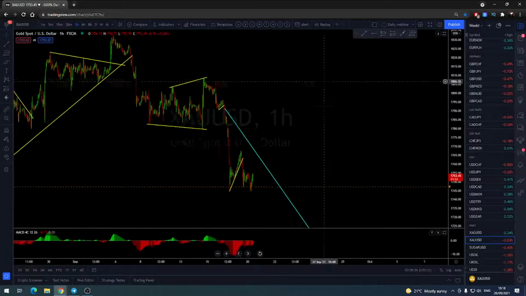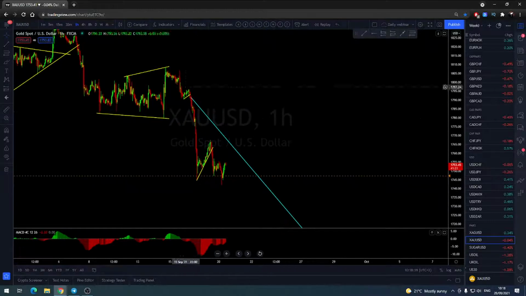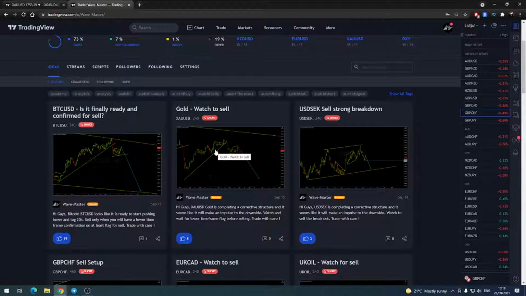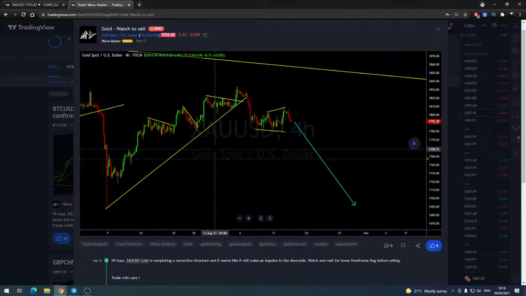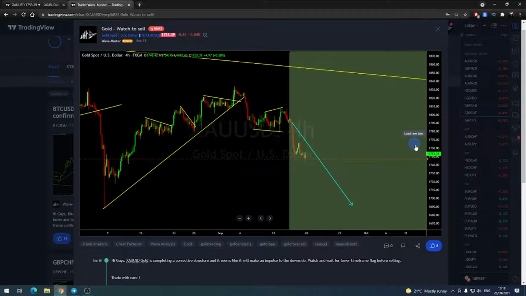Same there with the gold. Gold has nicely pushed down lower. So here's also the idea. Some of you guys who are following me caught a nice profit over there.